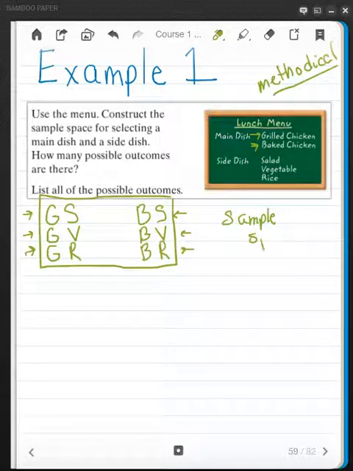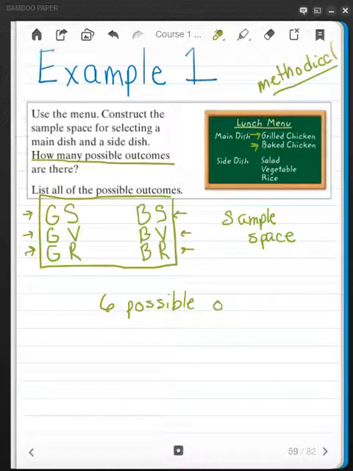Now, this one isn't huge. Okay, it's not unreasonable to make. However, sometimes you're going to have sample spaces that get very large, and even though it can be very meticulous and boring, if you are asked to make the sample space, you need to do so. But the question is also, how many possible outcomes are there? There are 6 possible outcomes. So if 6 people went to dinner, it is conceivable that each person had a different combination of foods. Okay, so that is a sample space.